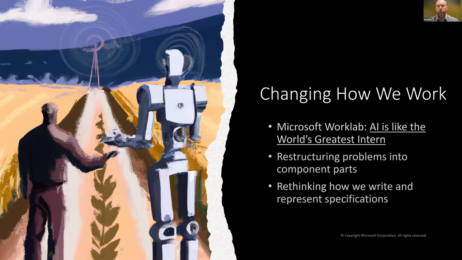So how's this changing how we work? There's another link in here. There's a website, Microsoft Work Lab. They've got a lot of good information about the approaches to using AI. And again, if you treat AI as the world's greatest intern, or as I tell people here, all of a sudden you have access to 10,000 interns, how are you going to use them?